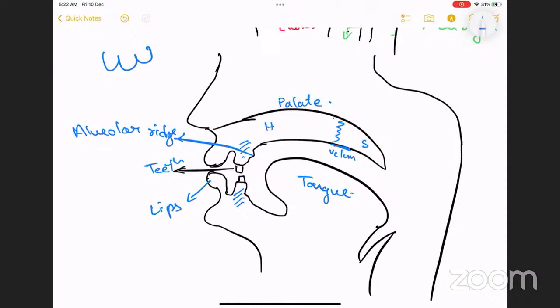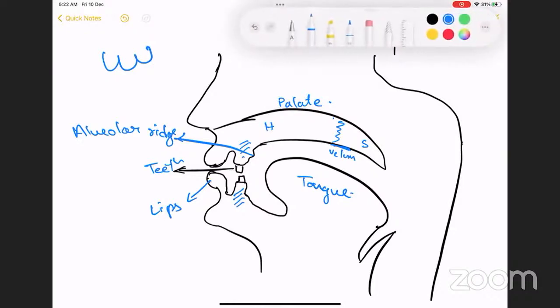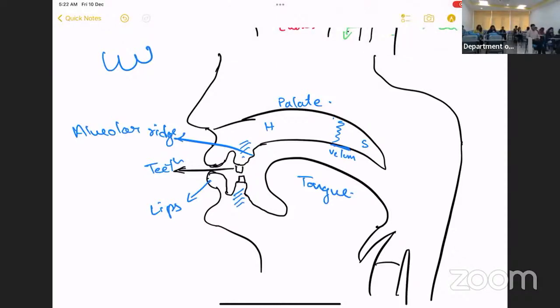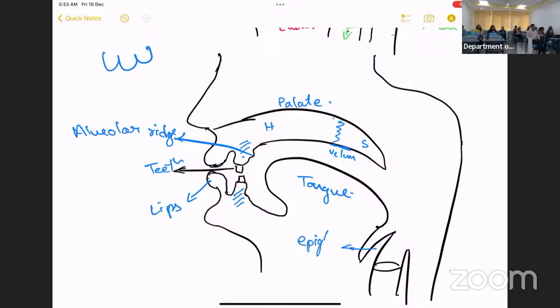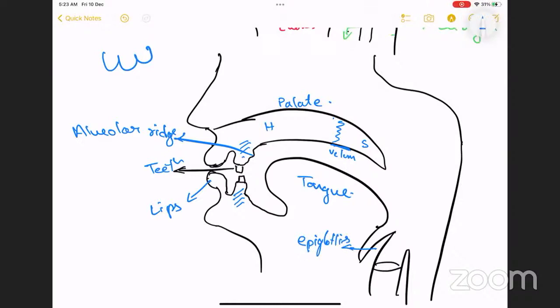Now, why these structures are important, slowly we'll understand as we proceed. And then of course we have the cords, and we have the epiglottis. Now it is important to remember these structures very clearly.